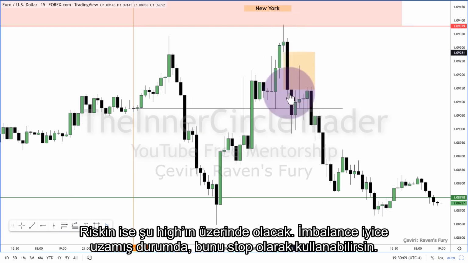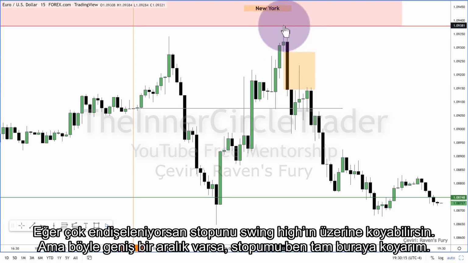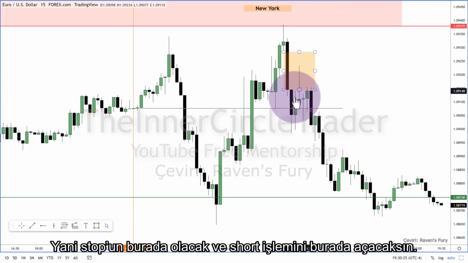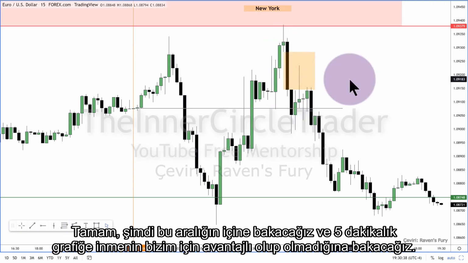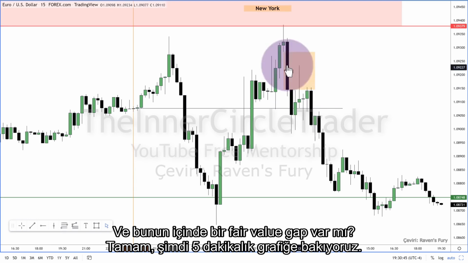The imbalance is really stretched out. You can use that as your stop. If you're really concerned, you can put your stop above the swing high. But whenever you have a big range like that, my stop can place right there. So your stop would be here, and you're going to go short here. That's the minimum expectation using the 15-minute time frame. But we're going to split the 15-minute time frame down into 5-minute intervals. Okay, so we're going to look inside this range here and see if it's advantageous for us to go down into a 5-minute chart. And does it have a fair value gap in that?